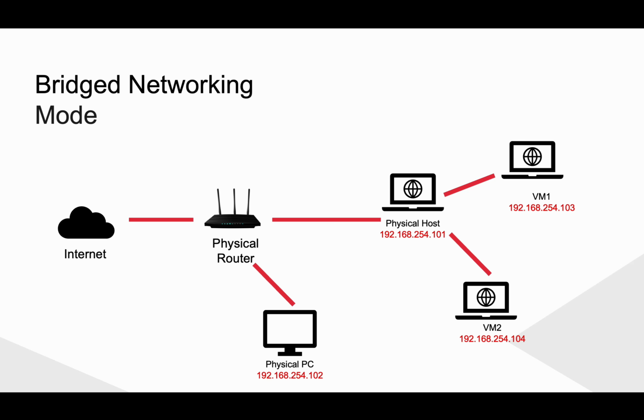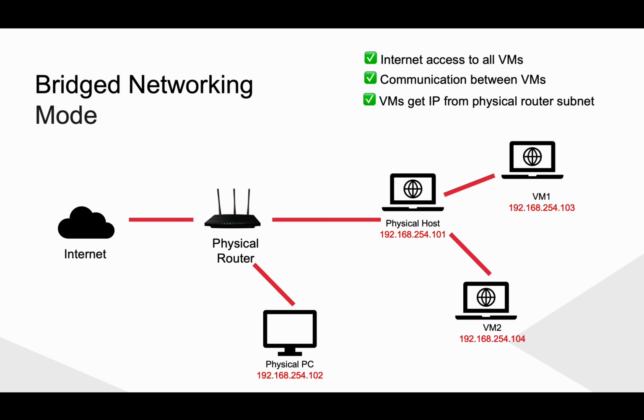Here, internet access is provided to all VMs. VMs can communicate to each other and VMs get IP address from the physical router of the device. If you need your VM to behave like a regular device on a network, bridged mode is the best option. But if security is a concern and you want to use internet also, then NAT mode is the ideal choice for you.